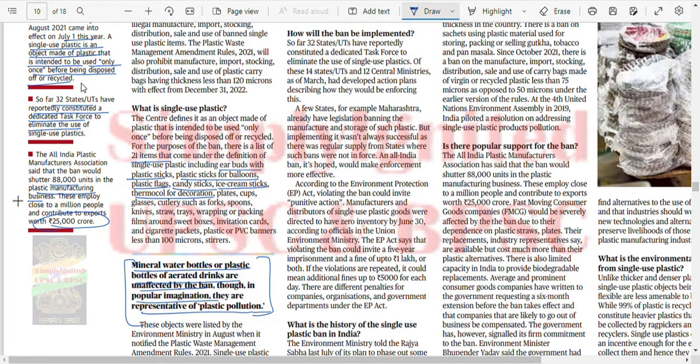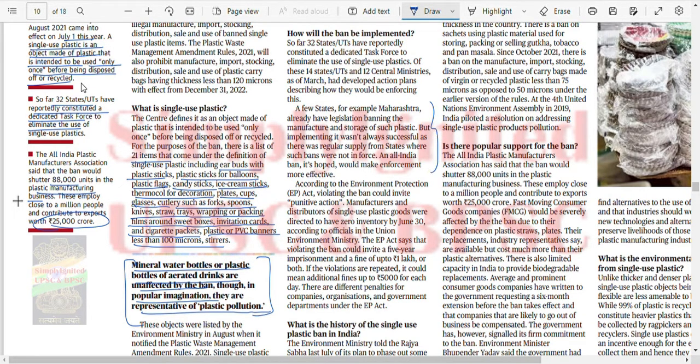Plates, cups, glasses, cutlery such as fork, spoon, knife, wrapping and packing films around sweet boxes, invitation cards, cigarette packets, plastic or PVC banners, and stirrers of less than 100 micron. Okay, so these are banned. So there will be a task force for this.